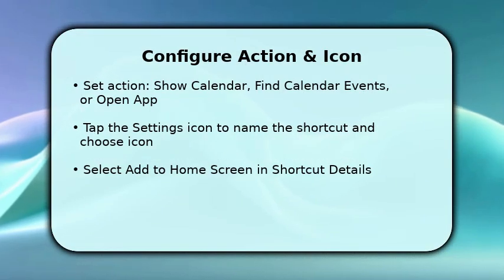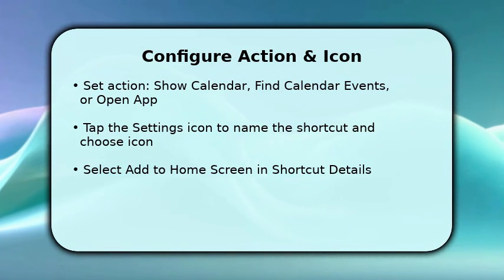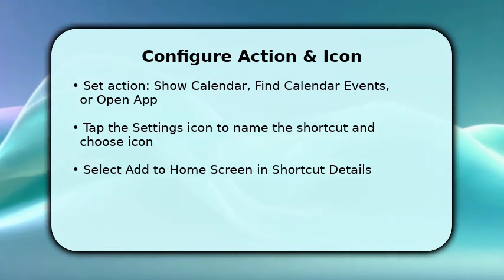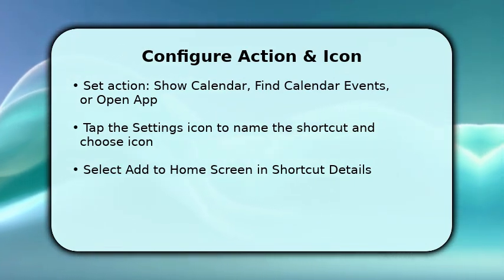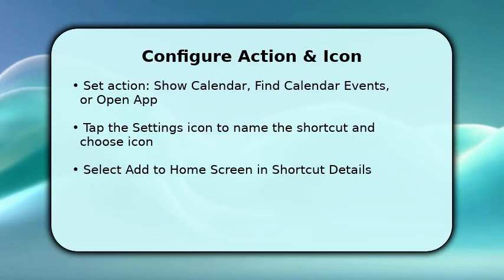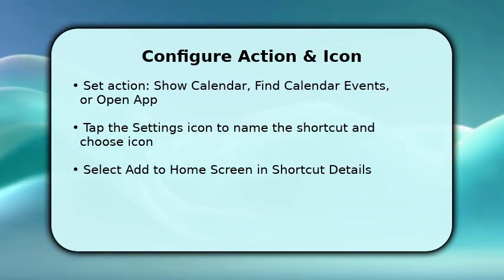Once the action is configured, you'll tailor how it appears on your home screen. Tap the shortcut settings, 3 dots, to name it Calendar or your preferred label, then tap the icon to choose glyphs or a custom image. Pick a simple, readable design.